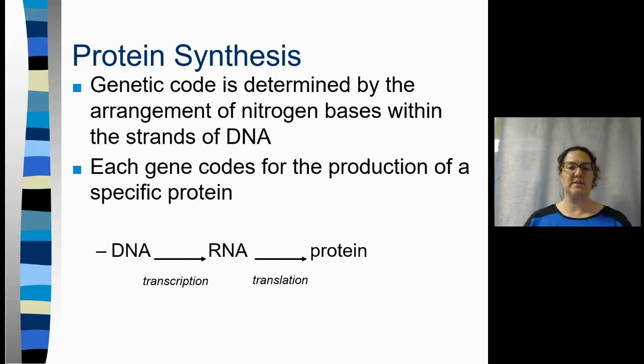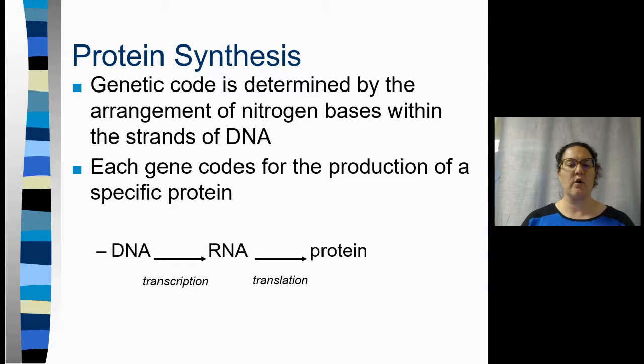So, the genetic code is determined by the arrangement of our nitrogenous bases within our DNA. And the genetic code is actually going to code for the production of a specific protein. So, we have our DNA. We're going to transcribe it into RNA. And if we think about what transcribing is, you're just rewriting something. So, we're going to rewrite our DNA into the form of RNA.